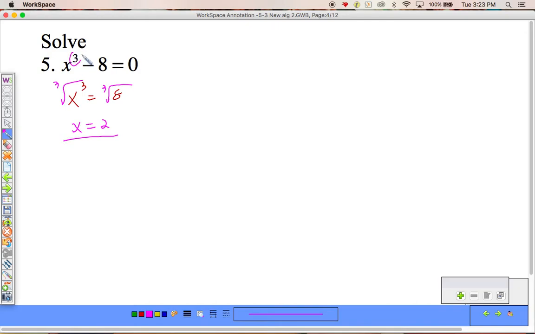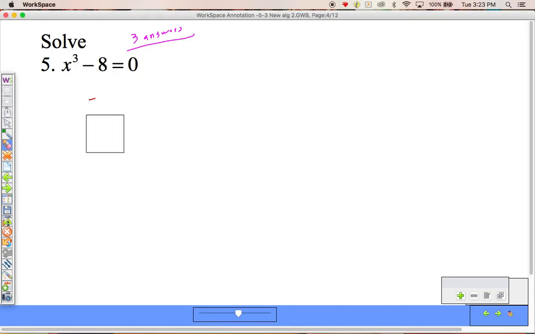When I have a cubic equation, I'm trying to find 3 answers. We don't always get them, but that's what we're looking for. And if I just straight solve this, I only get 1, not the 3 that I need. So we're not going to do it this way. I'm going to erase this. We're going to start over.